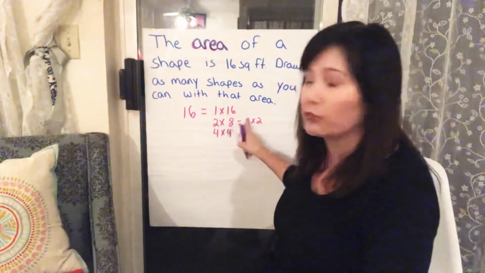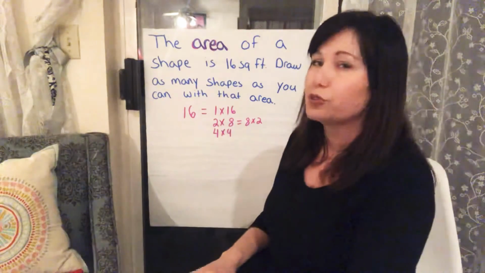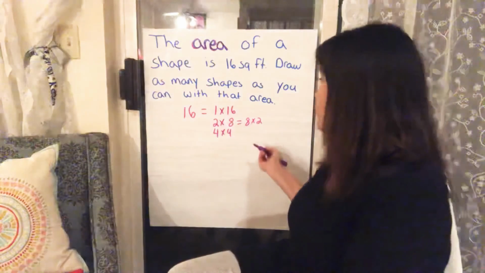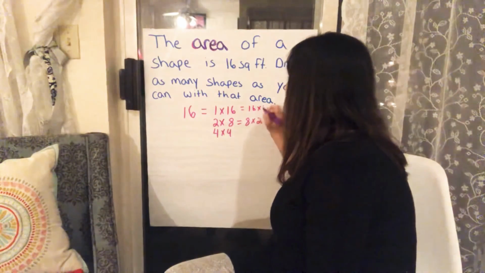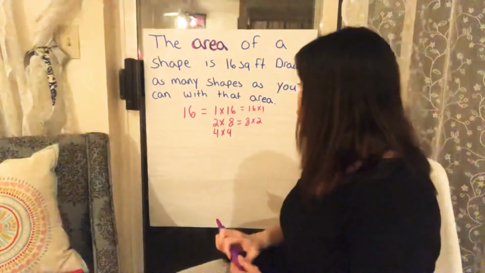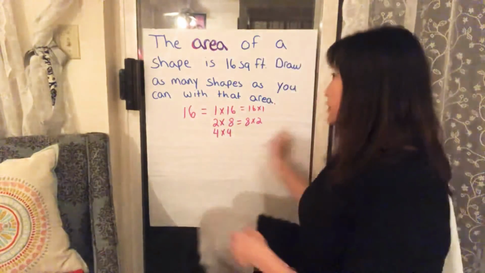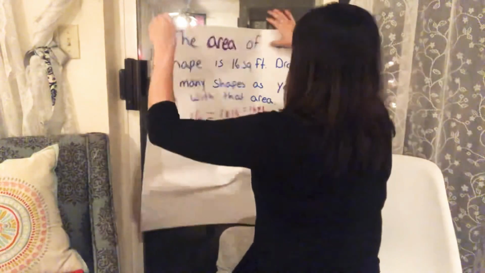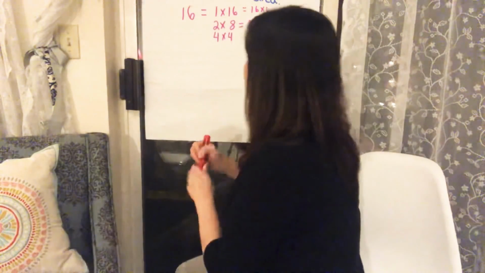What property is that? That says 2 times 8 is the same as 8 times 2. Do you remember? The commutative property. I could do 16 times 1, and 4 times 4 would be the same. Those are the only factors that I have to make 16. So now I'm going to get to drawing my shapes. And I'm going to start with this one, 1 times 16.